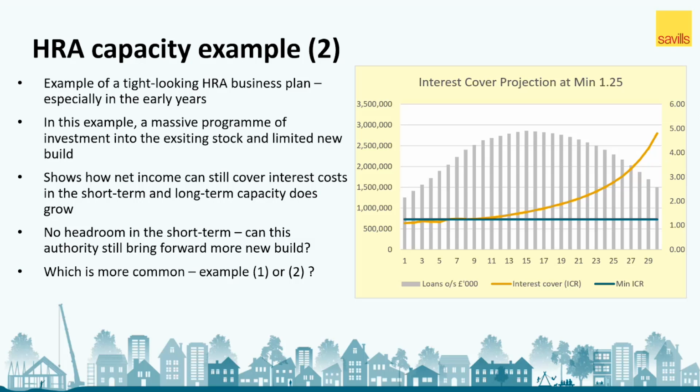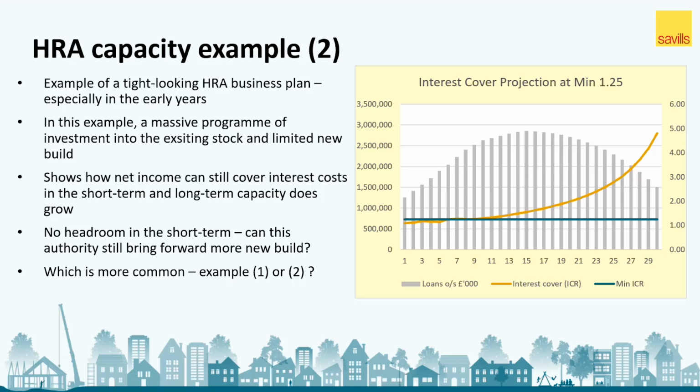And you can see on the grey bars here in this particular example, there is a massive amount of additional borrowing over the next few years in order to meet decent homes or to bring the existing stock up to standard, as well as continue a new build programme. And that orange line of interest cover is below the theoretical minimum of 1.25 interest cover, as expressed by the green line. So what this is really saying is we haven't got a lot of additional capacity in the next few years, but we have rising additional capacity further on down the line.